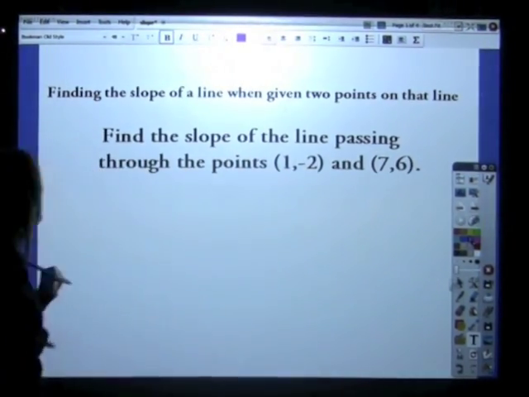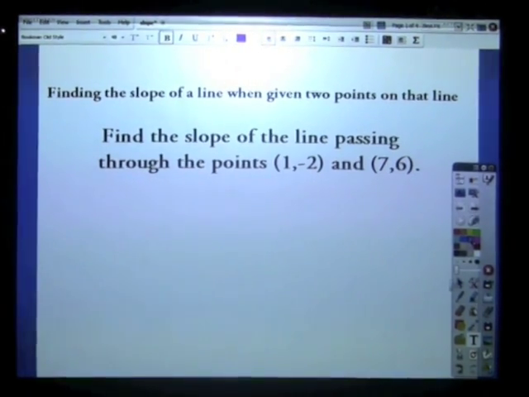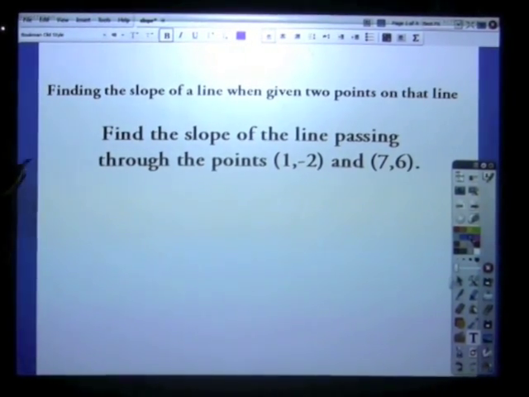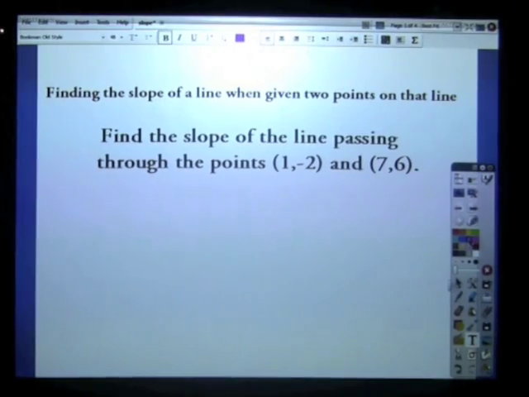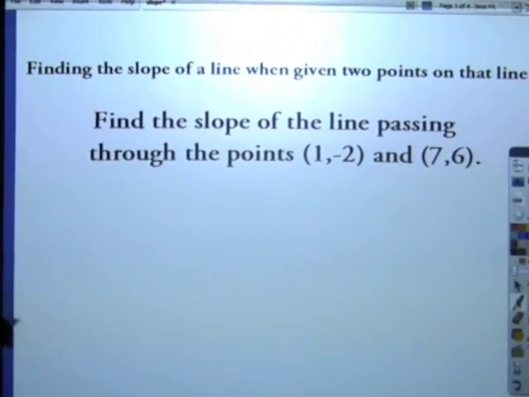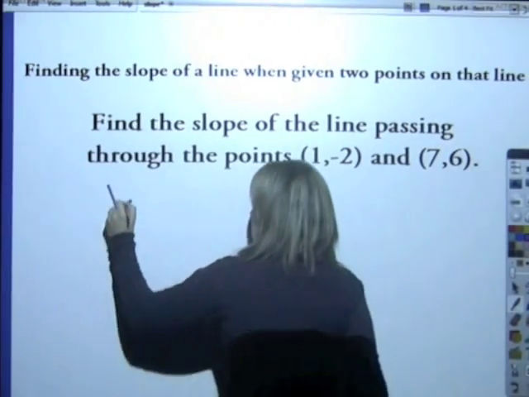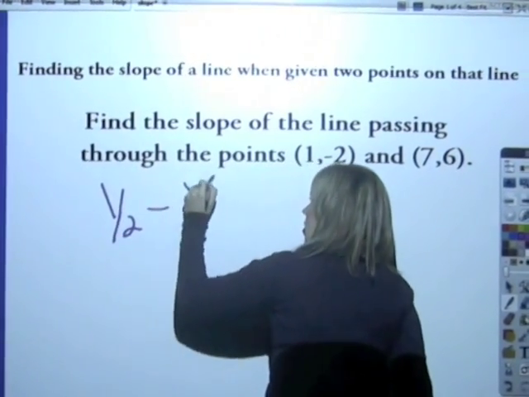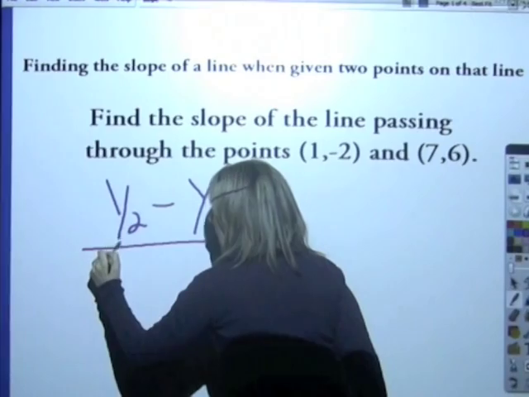Today we're going to be finding the slope of a line when given 2 points on that line. Let's try to find the slope of the line passing through the points (1, -2) and (7, 6). The formula calls for you to subtract the y values over the x values.